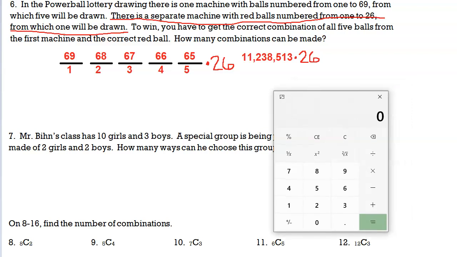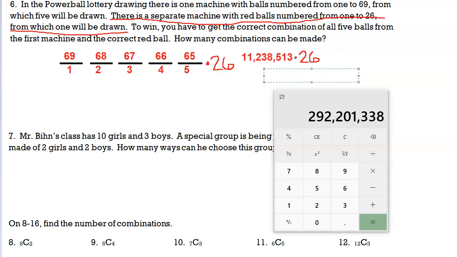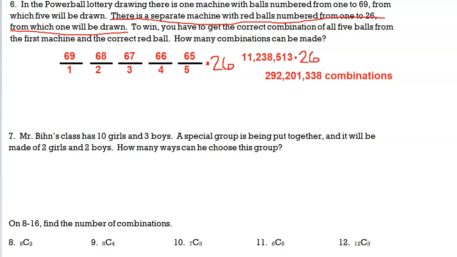So when all is said and done, now you've got to take that number that you had before, and you have to multiply by 26. And that is how you know how many different ways Powerball can come out. It said how many different combinations can be made. Okay, and that would be the answer. So when somebody asks you, what is your probability of winning Powerball, the answer is 1 in 292,201,338. And that is a genuine number. That is the real number here.